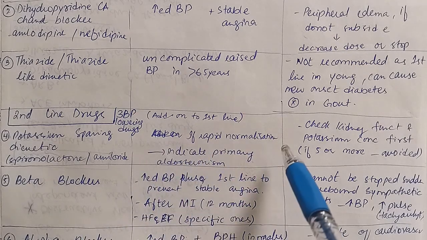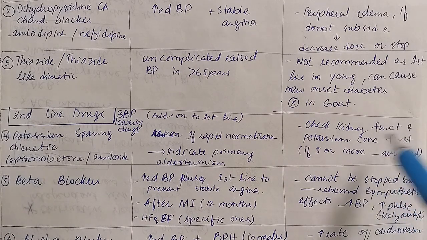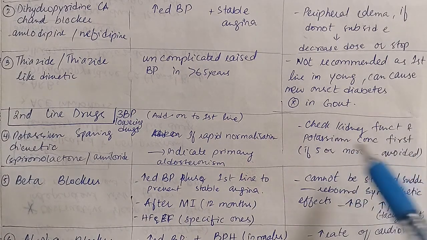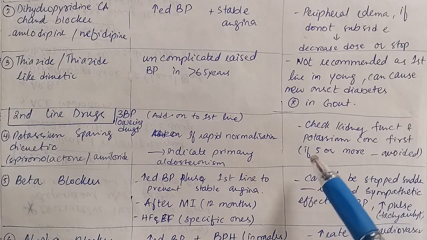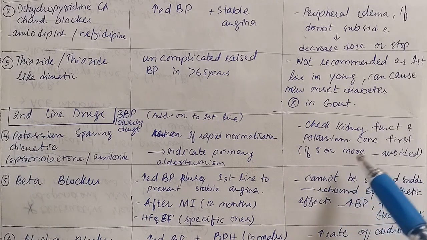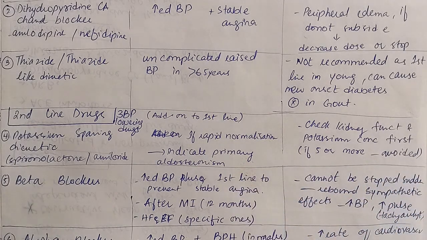Before giving potassium sparing diuretics, we have to check the kidney function and potassium concentration first, because they can increase the potassium levels. So if potassium is 5 or more, we have to avoid these diuretics.